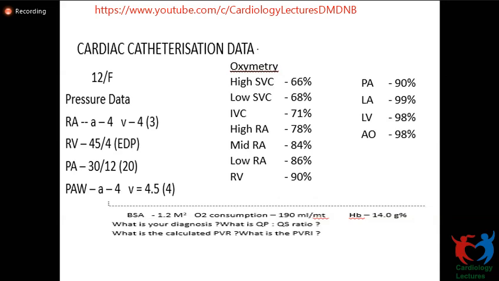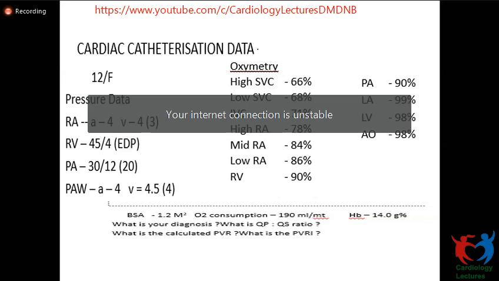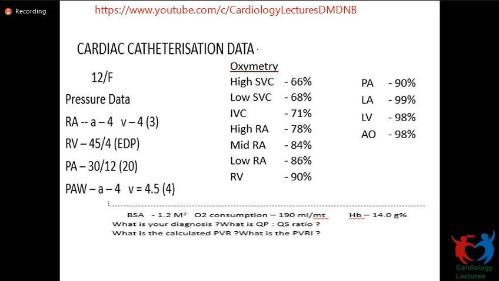Yes, sir. Hello. It's a 12-year-old female. In pressure data, RA pressure is normal. RV systolic pressure is high, 45. PA pressure is 30/12, mean is 20, so it's borderline. But there is a systolic gradient of 15 millimeters of mercury from RV to PA. Pulmonary artery wedge pressure is normal, sir.